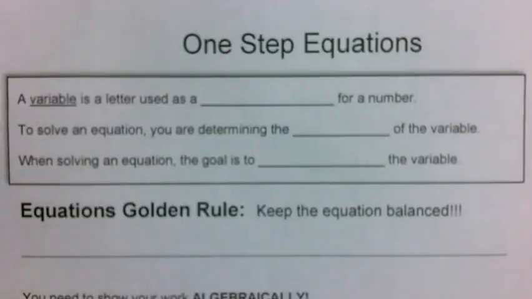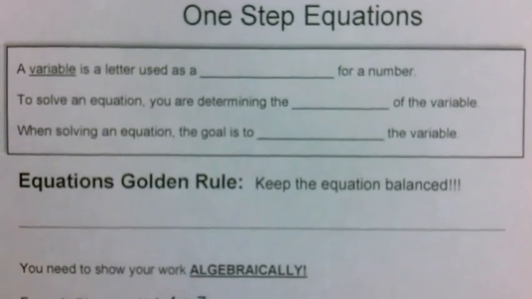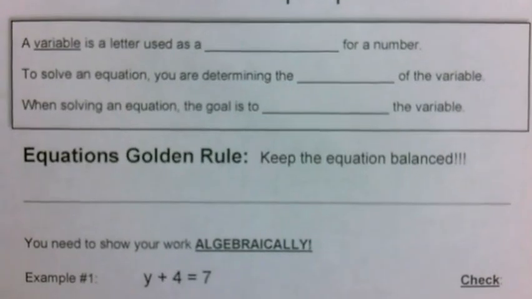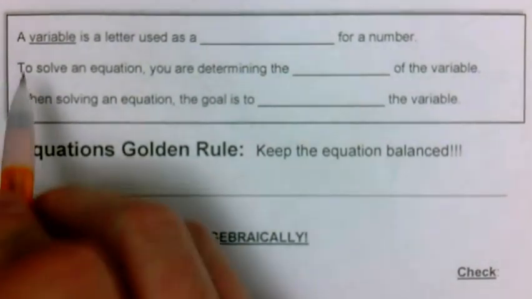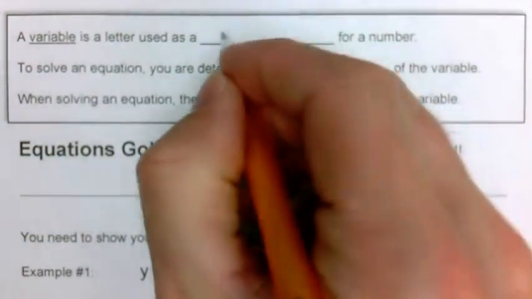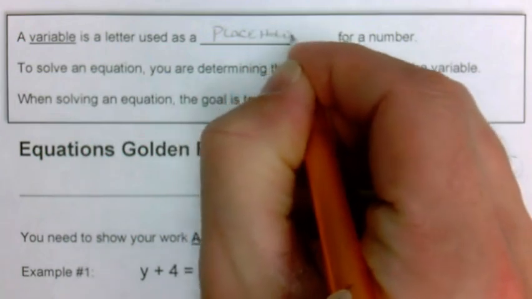In this video, we're going to review solving one-step equations. And before we get into some of our examples, we'll just review some of the vocabulary that we have learned about equations in the past. A variable is a letter that is used as a placeholder for a number.